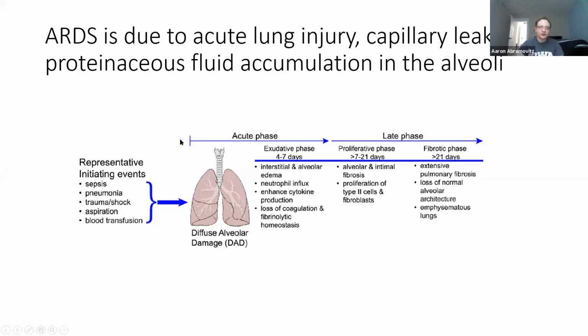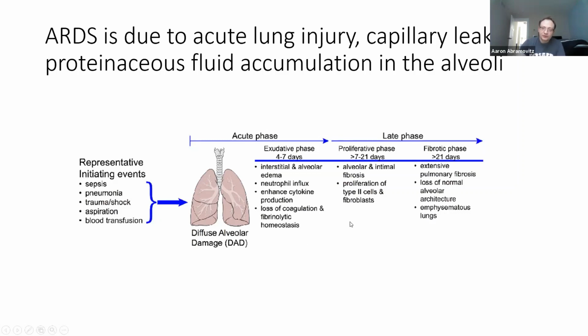And the lung injury that occurs is based on inflammatory mediators, interleukins, tumor necrosis factor, etc., causing capillary leak and diffuse alveolar damage in the lung. So it starts with an exudative phase with interstitial and alveolar edema. Neutrophils will go into the lung tissue and intercalate into the interstitial space of the alveolar units in particular. And cytokine production will cause loss of coagulation and fibrinolytic homeostasis, much like the physiology of sepsis in the vasculature.